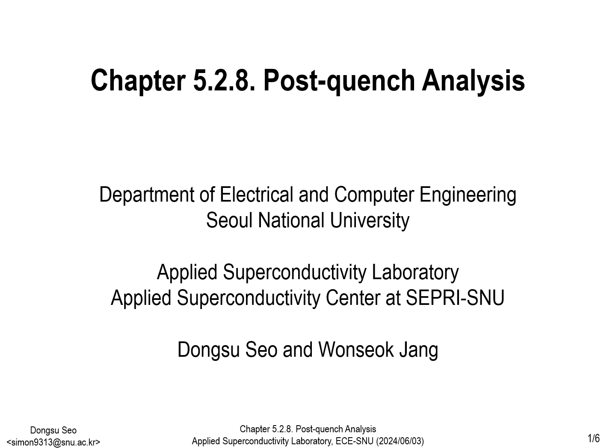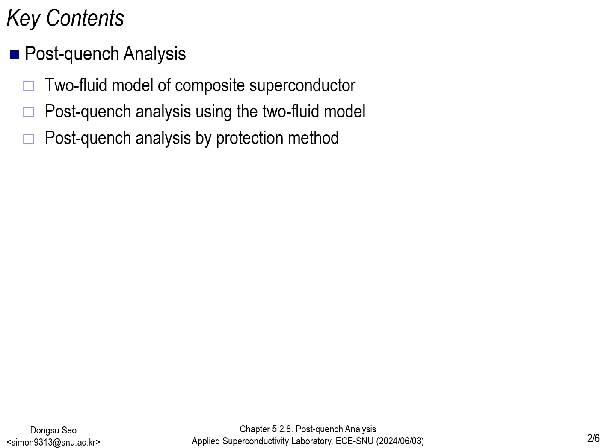Today we'll learn about post-quench analysis. In this lecture, we will cover the post-quench analysis in 3 sections. First, we define the current flow in the composite superconductor using the two-fluid model. Second, we discuss the post-quench analysis in the setting of the two-fluid model and compare it with the stability analysis in the stability chapter. Finally, we conclude this lecture by introducing the following lectures that are aligned with the post-quench analysis by protection method.